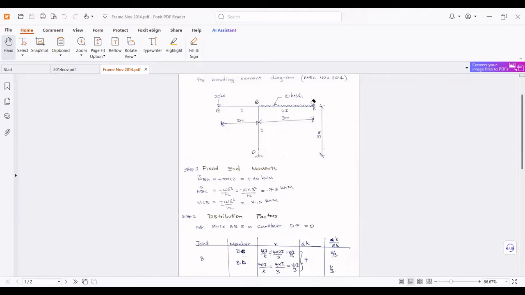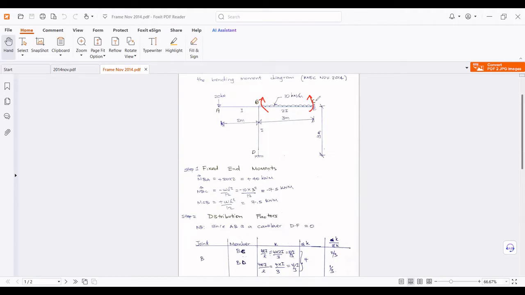So if you come to member BC, we have two fixed end moments. The sign convention I've adopted again is clockwise moments are negative, anti-clockwise moments are positive. I'm assuming that BC is clockwise like that, and this one is anti-clockwise. So for BC it will be negative, wl squared over 12. Our UDL is 10, our length is 3, and of course the formula is over 12. So if you work this out, you get negative 7.5 kilonewton meter.